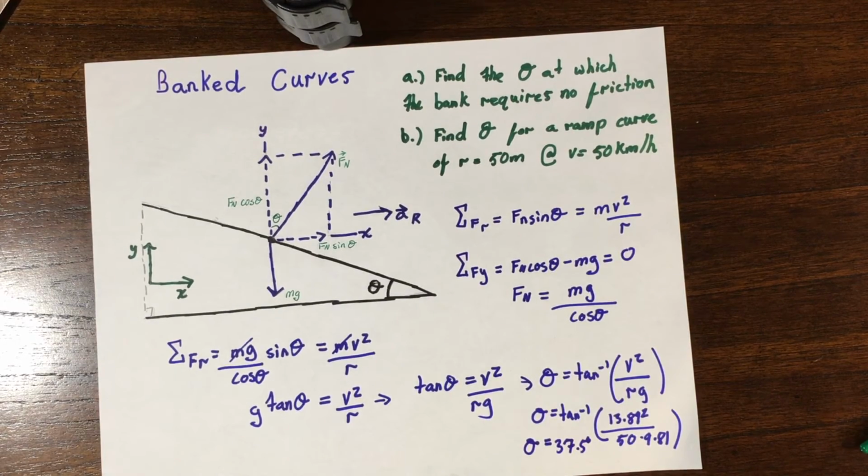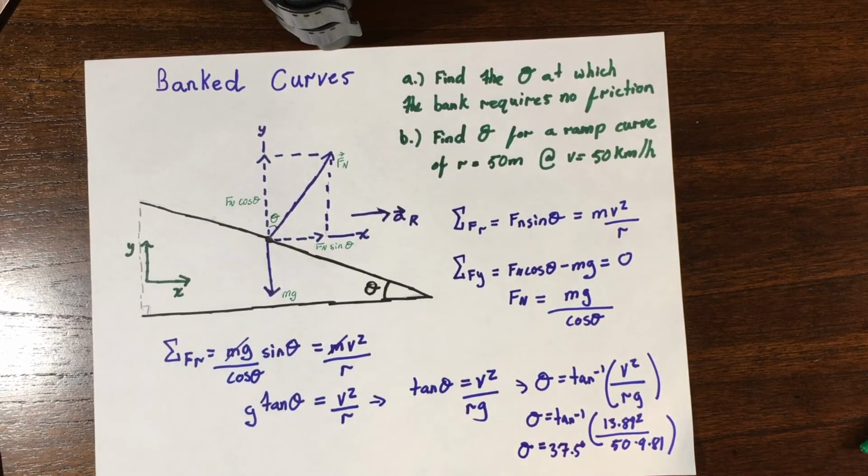So that's how you would find the bank angle for a banked curve without friction.